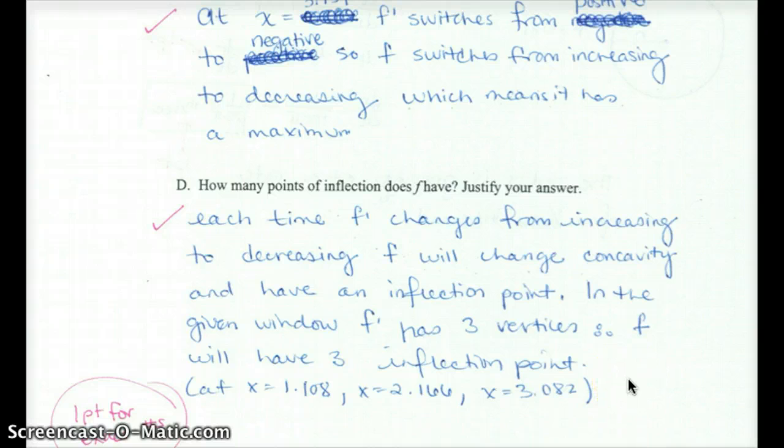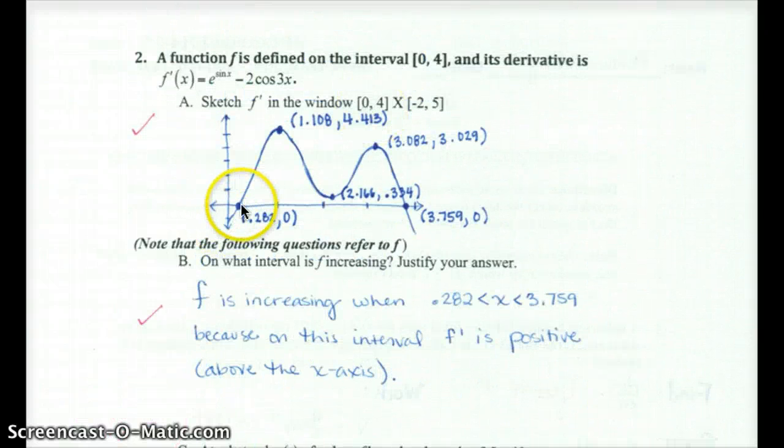Inflection points are where the concavity changes. In other words, concavity changes when the derivative changes from increasing to decreasing, not from positive to negative, which is what we were just looking at here. Here, the derivative is increasing, and then it now switches to decreasing, which means that the derivative of the derivative, or the second derivative, is going to equal 0 at that point. That makes it an inflection point.